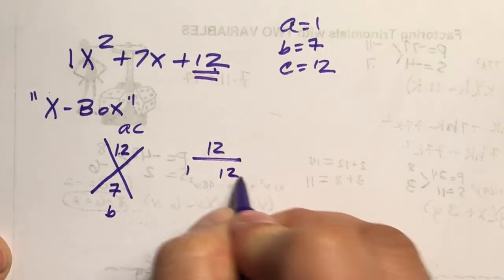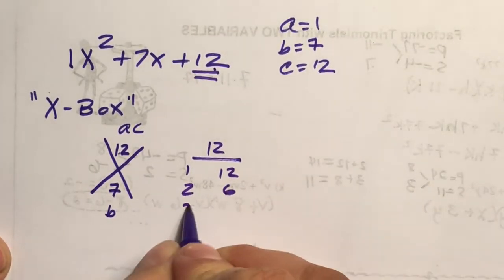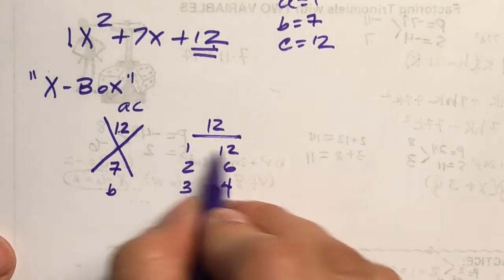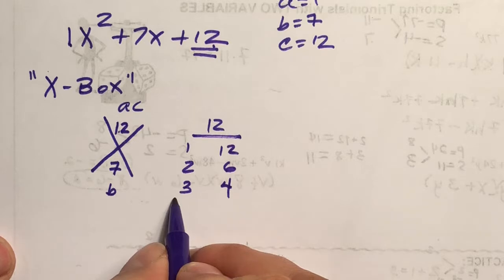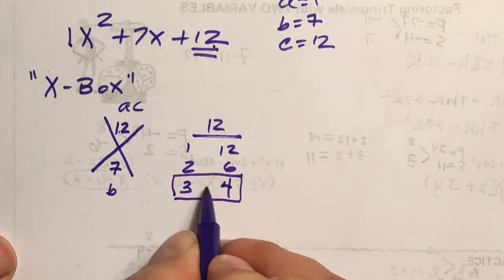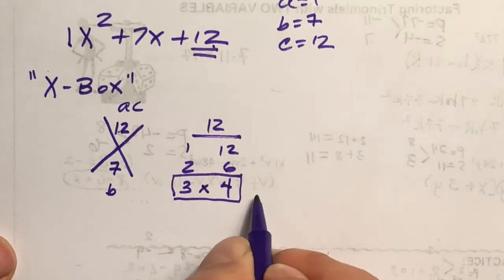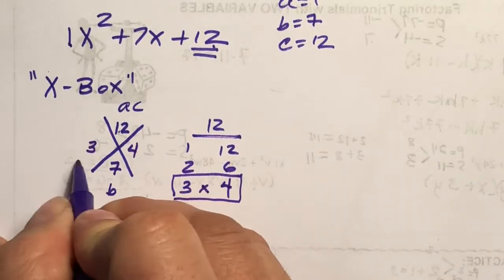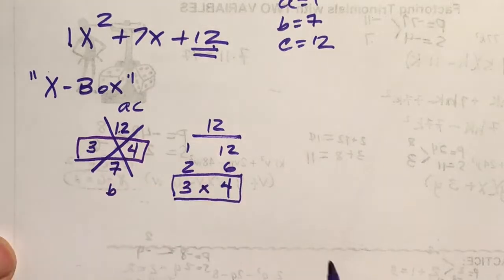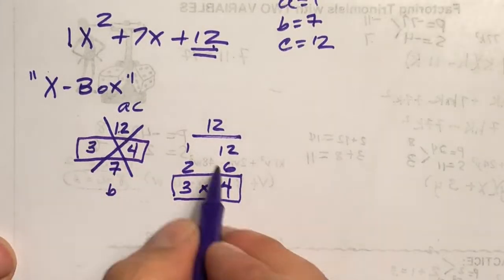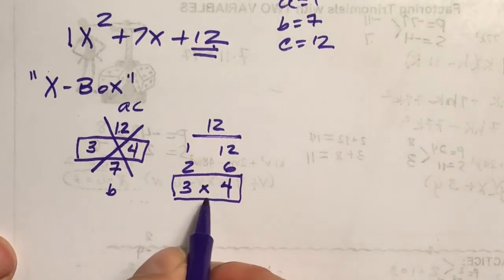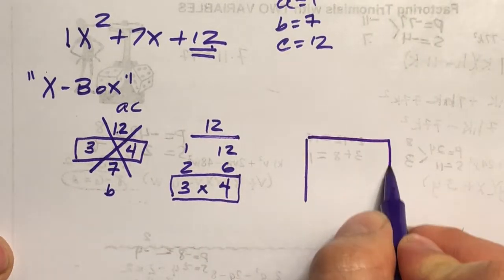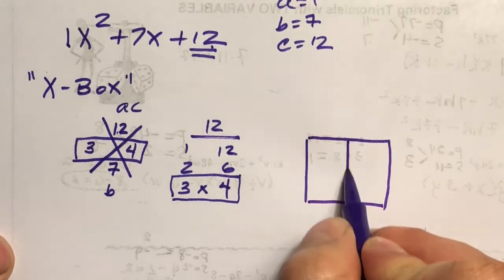If I just listed my factors of 12, what 2 numbers multiply to 12 and add to 7? Well, obviously it's 3 times 4. 3 times 4 is 12, and if I add them, I get 7. So those are the 2 factors I want to use. The whole reason we do this little X part is to find those 2 numbers. Then I'm going to go over here, and this is where I'm going to make that box.